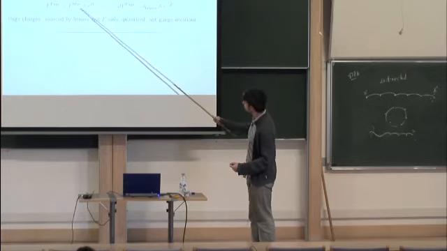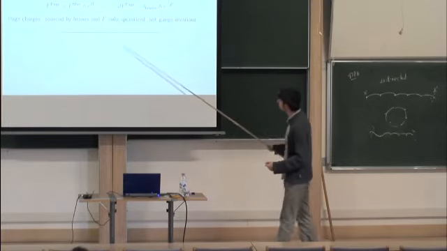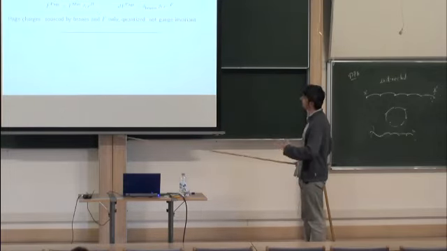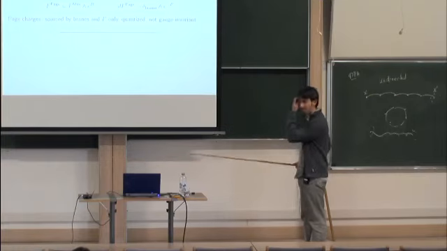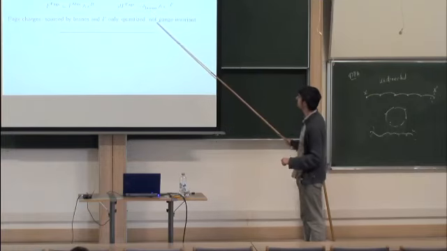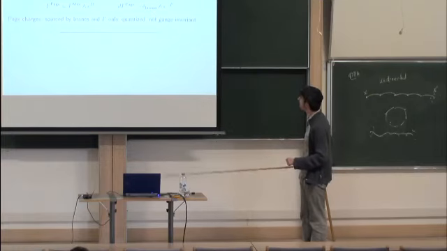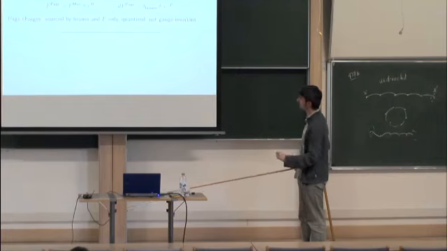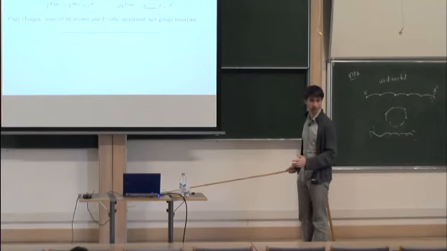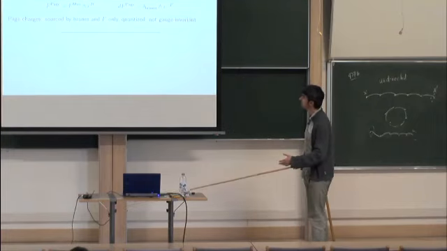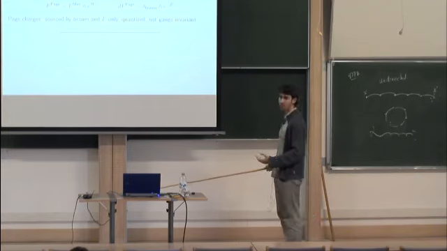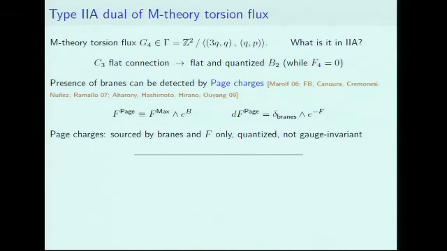On the other hand, if we construct these Page charges and we compute the differential, the terms in the bulk cancel, and they are only sourced by the branes and the fluxes on the branes. So in particular, they only see the branes, and for this reason they are also quantized. However, in order to have this nice object, we have to give up gauge invariance, because these Page charges are not gauge invariant. If you do a large gauge transformation of the B field, you see that the Page charges are going to change.